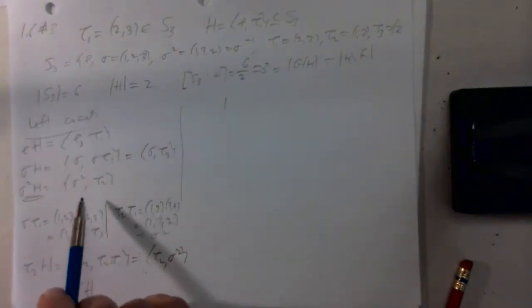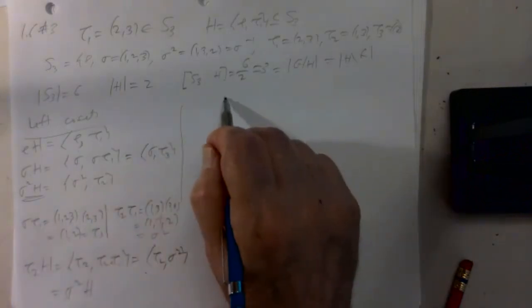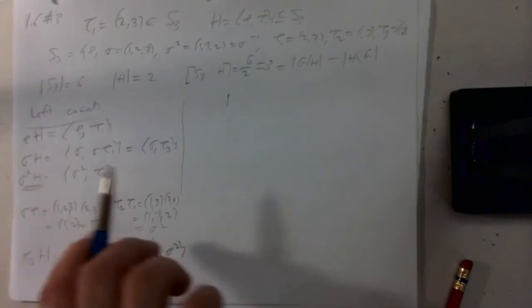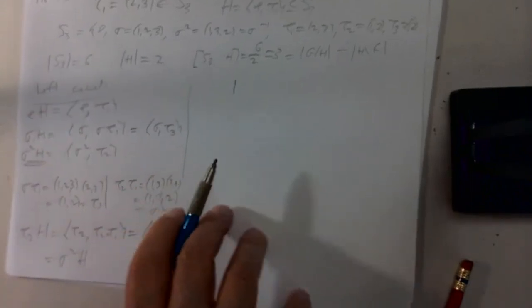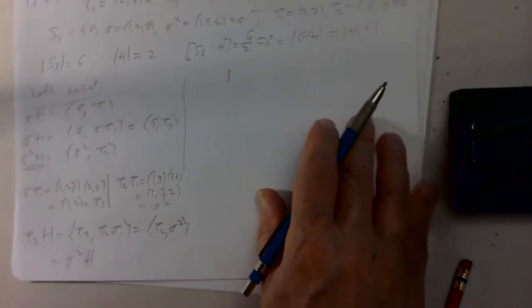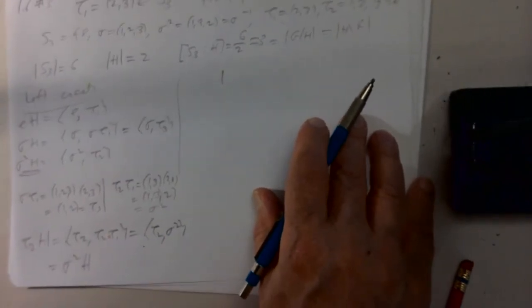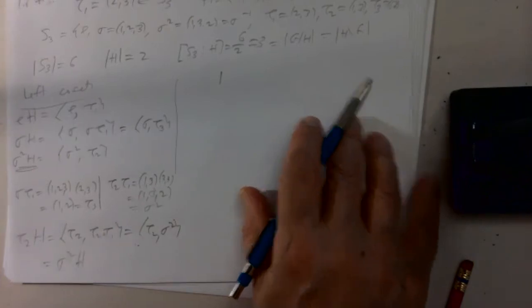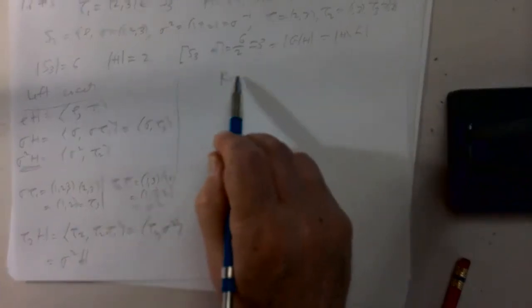So these are the 3 left cosets. Is there a question about that? You can choose whichever ones you want, but if you get the same thing, then you have to do another one. You can't just have it. Let me try the right cosets.